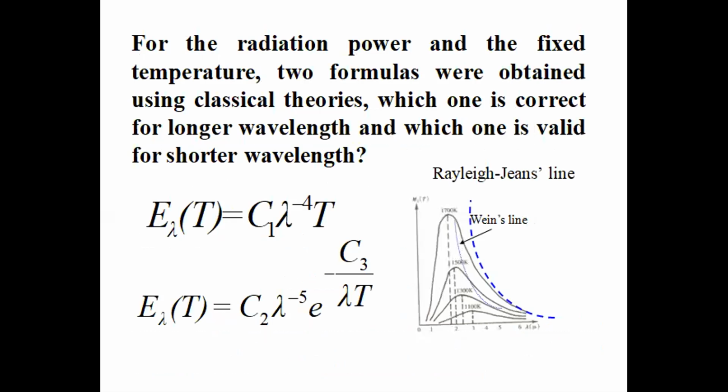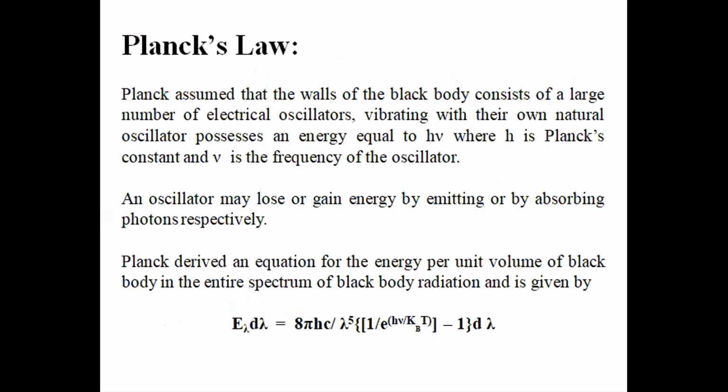For the radiation power at a fixed temperature, two formulas were obtained using classical theories. Which one is correct? The relations are E lambda equals C1 lambda power minus 4 T, and E lambda equals C2 lambda power minus 5 e power minus C2 by lambda T. These two relations help us explain the variation at the lower wavelength side and the higher wavelength side.